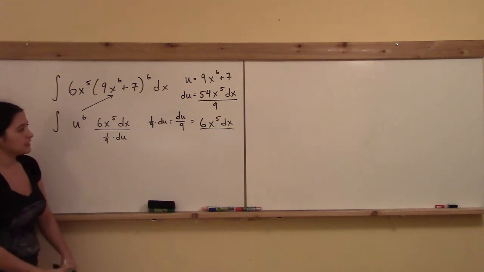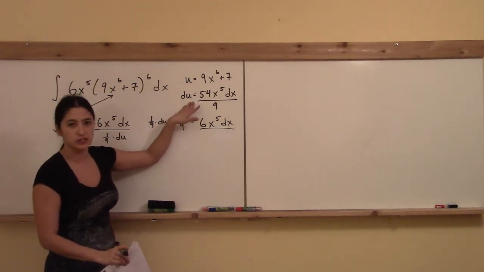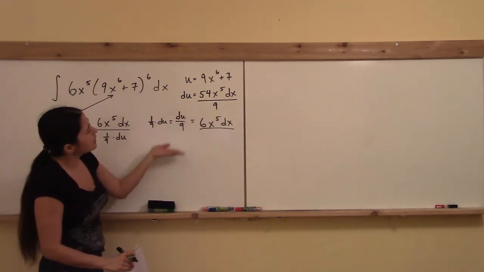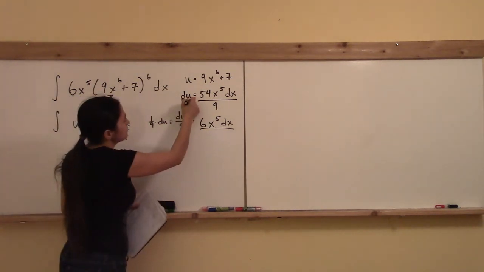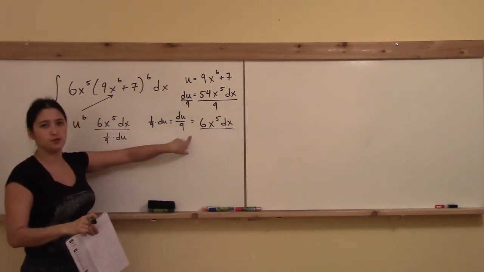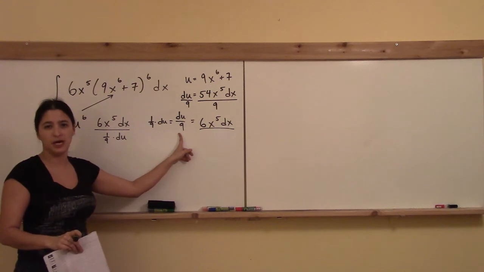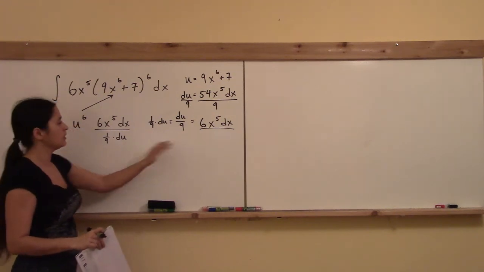Once again, if you don't have exactly what you need to match the du here, you can divide both sides of the equation by a constant if it's going to let you replace what you have in the integral with du times a constant. That's what I'm trying to do here.